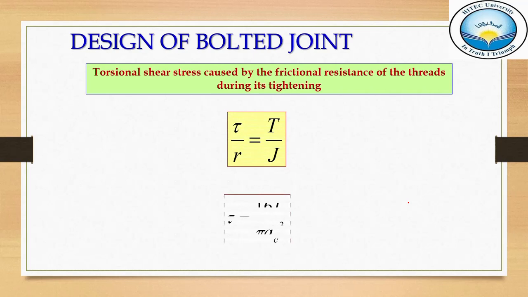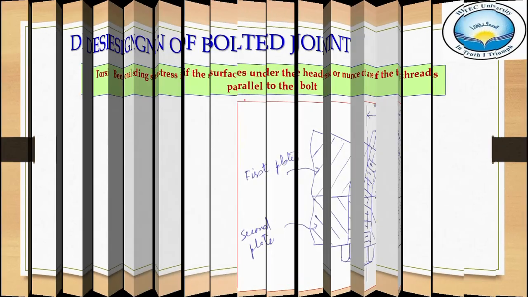Okay, so this is just a concept, not part of your exam, but just to give an idea: the torsional shear stress caused by the frictional resistance of the thread during tightening. When we tighten the bolts, we actually shear against the threads. So we have that particular resistance, because we are rotating it. So it's tau over r equals T over J. This is a standard relation.